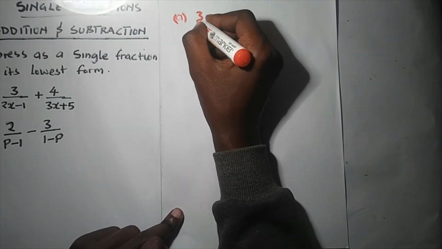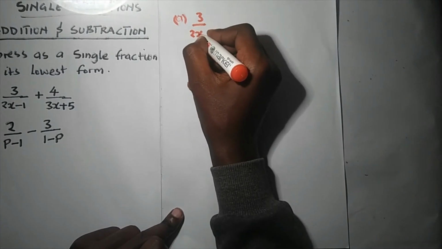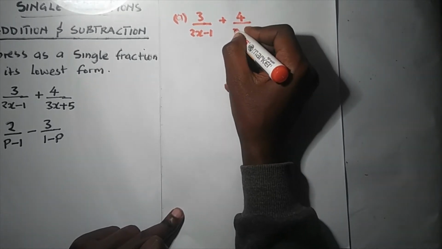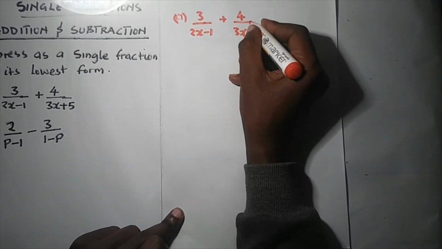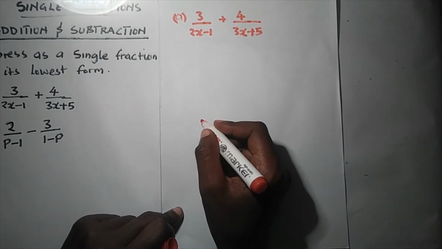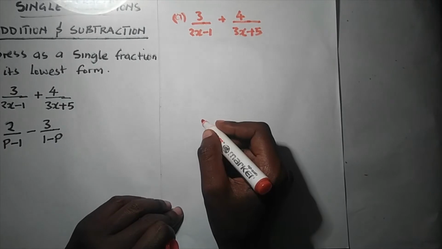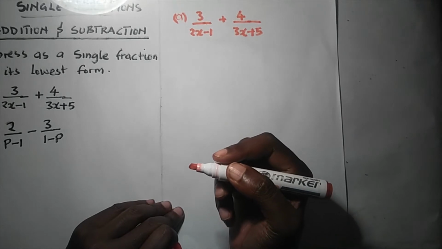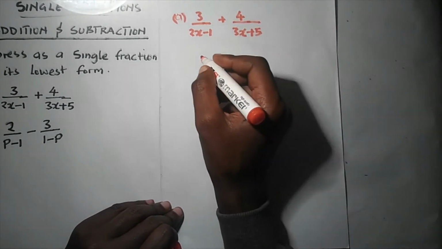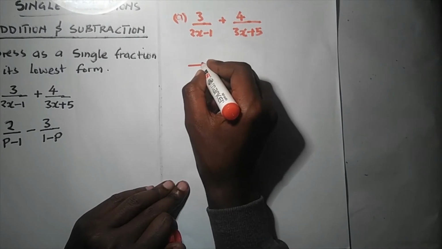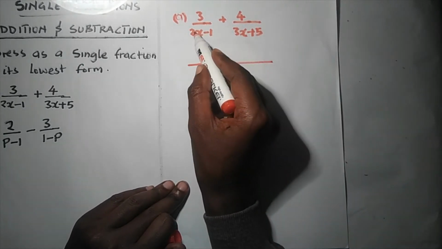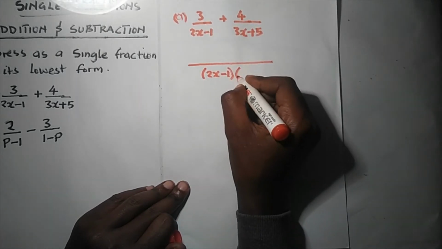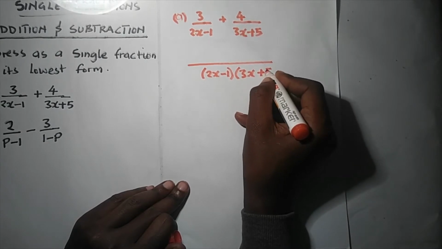3 over 2x minus 1 plus 4 over 3x plus 5. Okay, so to express algebraic fractions as single fractions, we follow the same rule that we follow when we are dealing with common fractions. So here we have to find the common denominator. So we'll draw a line here, and the common denominator is made up of these two denominators that we have. So we are going to have 2x minus 1 and 3x plus 5.